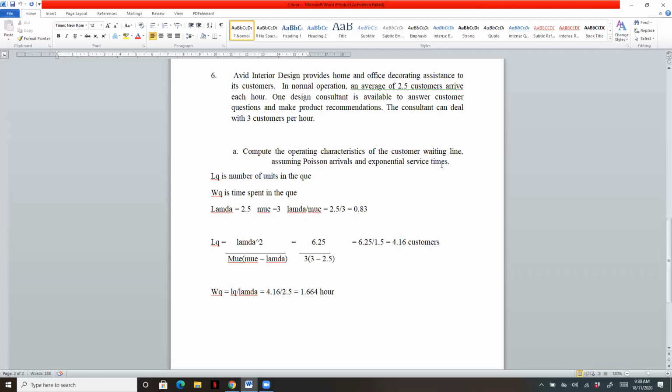So when the question said operating characteristics, operating characteristics is the same thing as queuing characteristics. So we will find LQ, which is the number of units in the queue, and WQ, which is the time spent in the queue. Okay, first, sorry, hold on a minute. Tashi, give me that reason again. That operating characteristic is the same as queuing characteristics? Yes, I said the queuing characteristics.